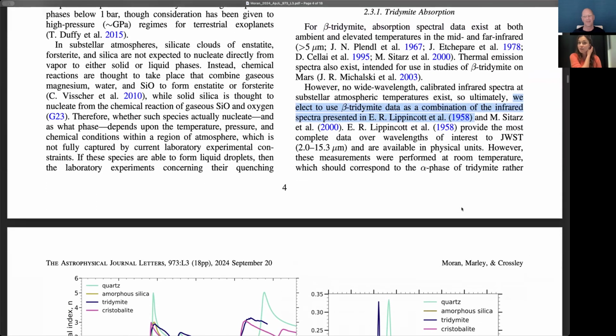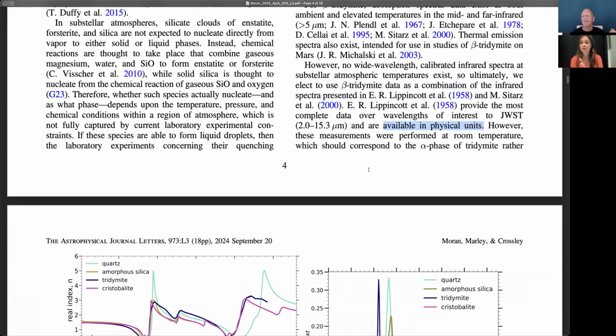A lot of the other studies, as is very common in laboratory studies, give you sort of an arbitrary unit absorption, which is great in terms of a sense of where features are, but it's not something I can actually pull from and make a model out of. So yay for physical units from Lippincott et al. 1958. These were done at room temperature though, and I know that this is not happening at room temperature.